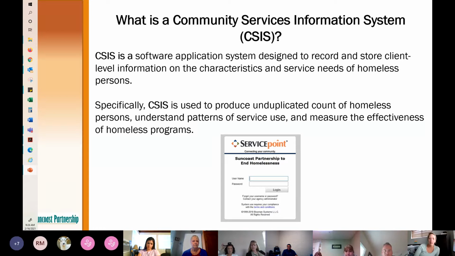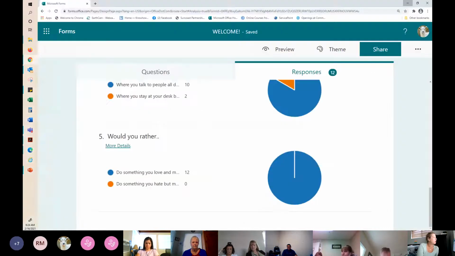So what is Community Services Information System? It is a software application system designed to record and store client-level information on the characteristics and service needs of homeless persons. Specifically, CSIS is used to produce an unduplicated count of homeless persons, understand patterns of service use, and measure the effectiveness of our homeless programs.